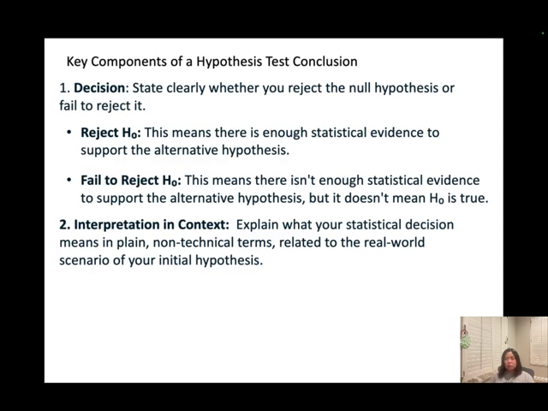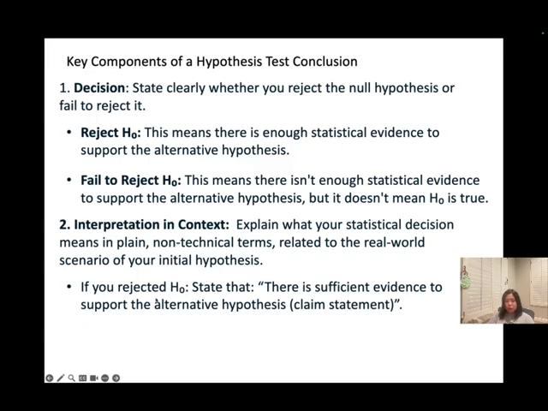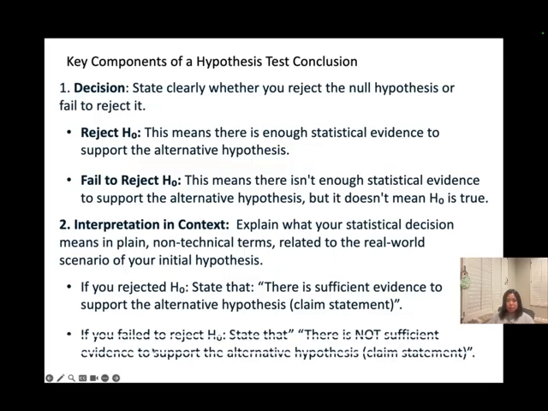Interpretation in context. Explain what your statistical decision means in plain, non-technical terms related to the real-world scenario of your initial hypothesis. When you reject the null hypothesis, you're going to state there is sufficient evidence to support the alternate hypothesis. You could write down the claim statement here. But when you fail to reject, then you're going to say there is not sufficient evidence to support your claim statement. You need to read the claim statement clearly when you write the conclusion.